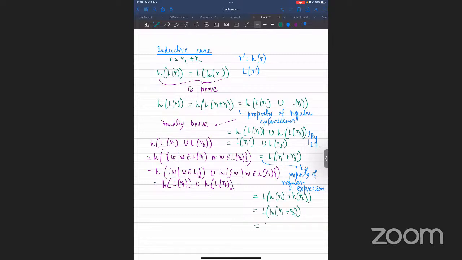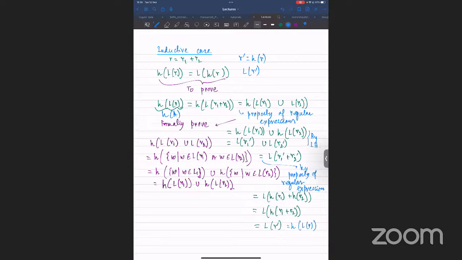So this is L of R prime. And what was L of R prime? It is H of A. So this is what we essentially proved. We started with this H of A, and then we showed that H of A is the same as this. This is the inductive case.